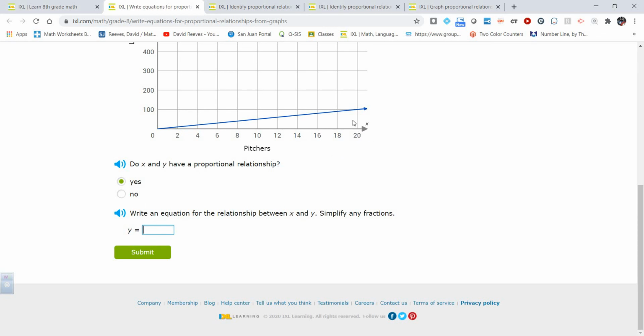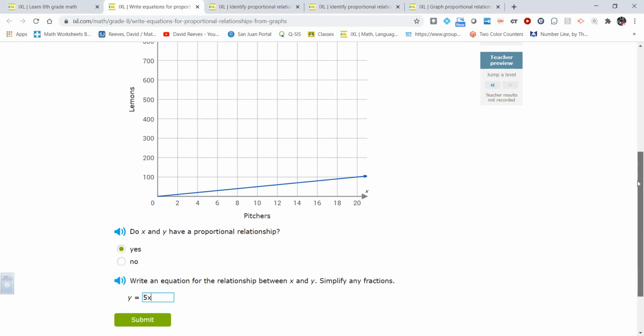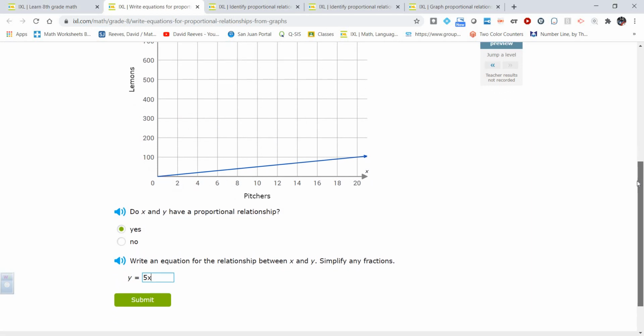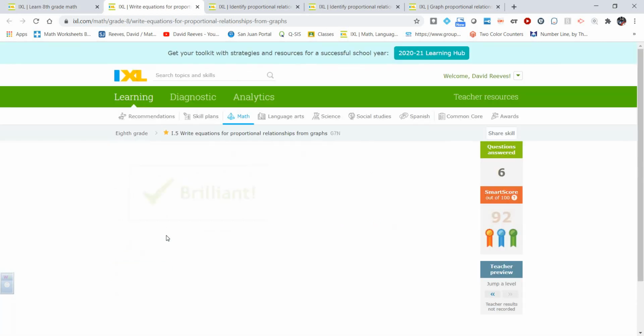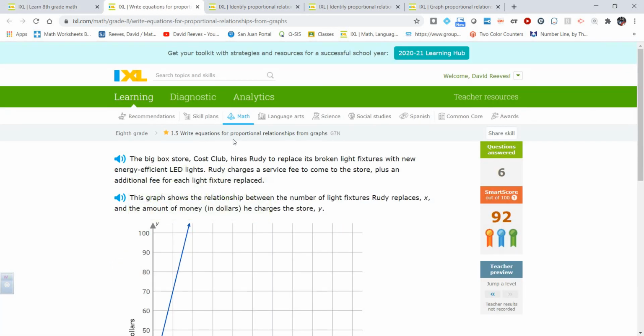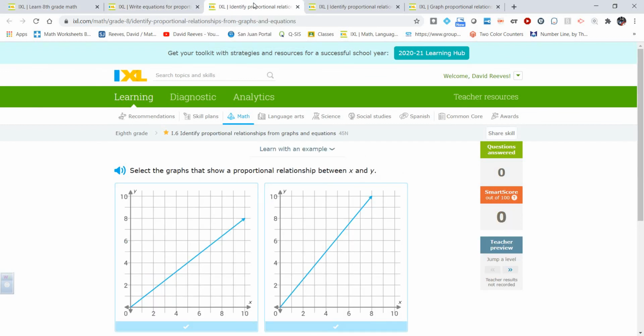All right, and it was 100 divided by 20, which is 5, right? So that means that there are 5 lemons for every pitcher of lemonade. All right, that's all we're going to do on this skill. Let's skip over now to skill I6.